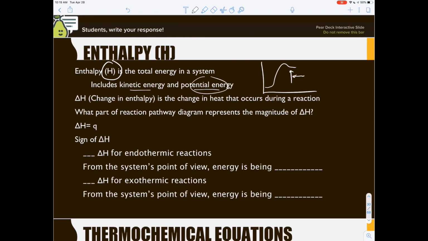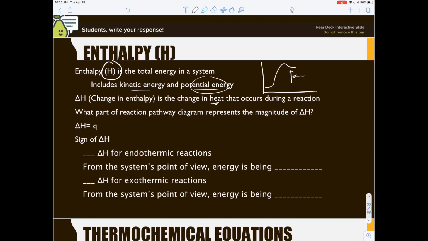Okay? Delta H is the change in enthalpy. It's called change in enthalpy, is the change in heat that occurs during a reaction. So heat and enthalpy are often used as synonyms because heat is absorbed and it's converted into enthalpy. You can also say, like, delta H can be called the heat of reaction. So anyways, don't think of heat as just being exclusively about temperature here.